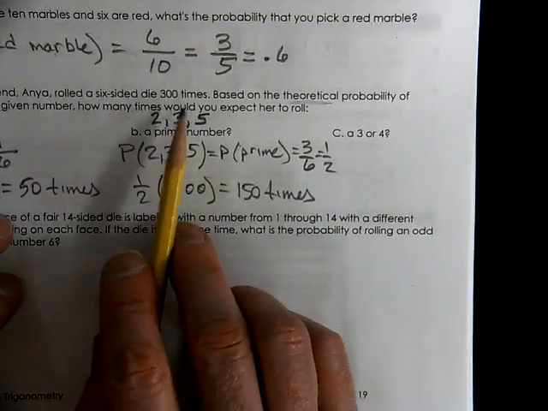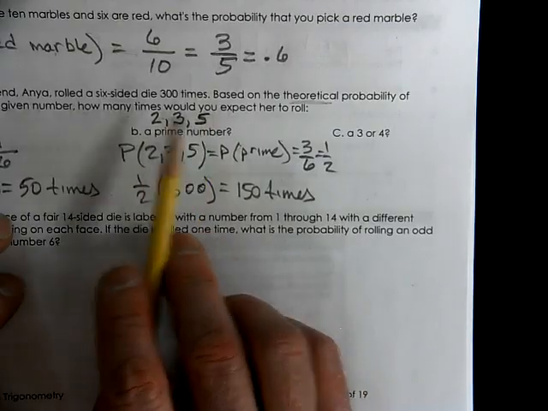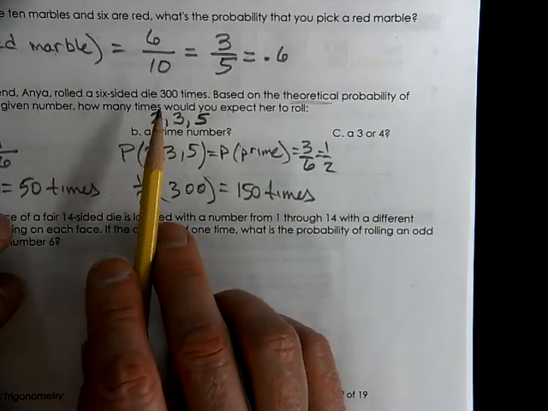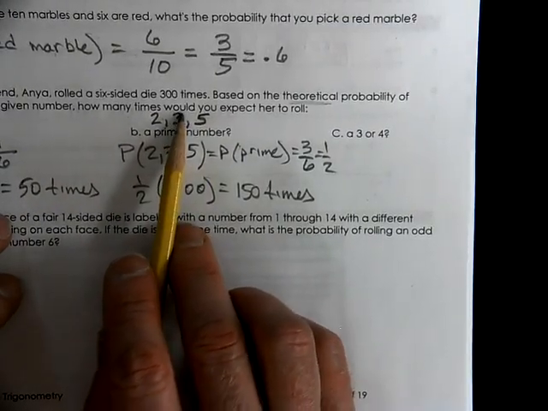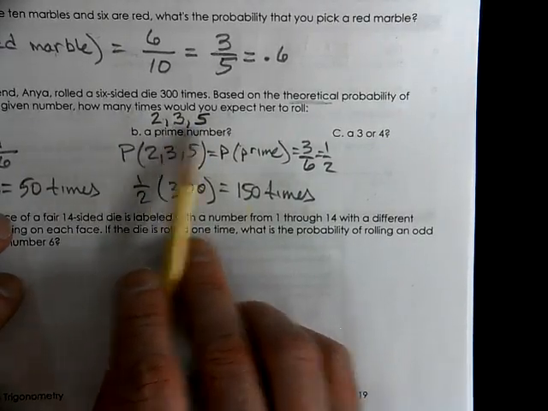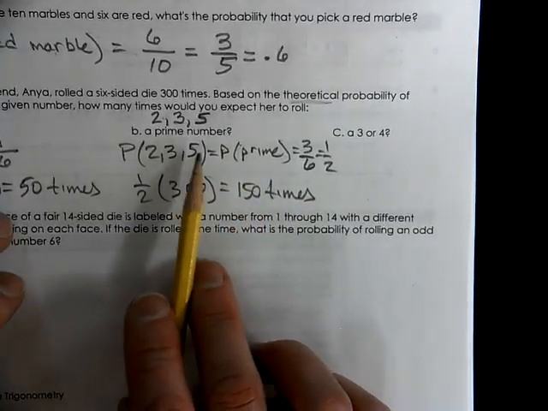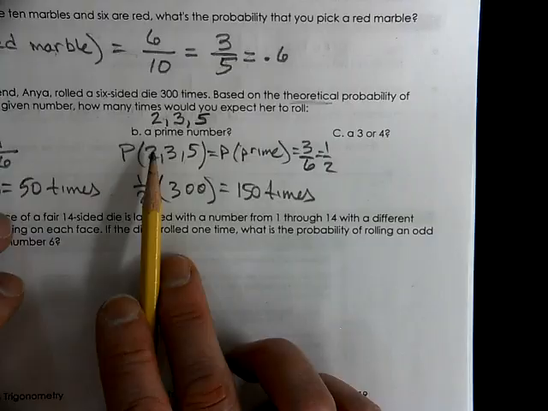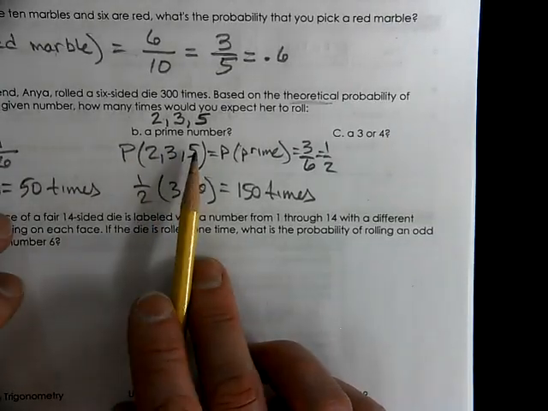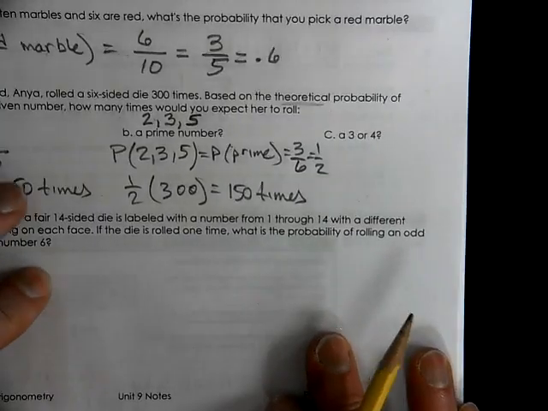Now notice how we added. There were 3 different items here. So there's a probability of 1 out of 6, and 1 out of 6, and 1 out of 6, which gives us 3 out of 6 total. When we have or, we're happy with a 2 or a 3 or a 5. That's an adding process that we'll learn more about in the future.